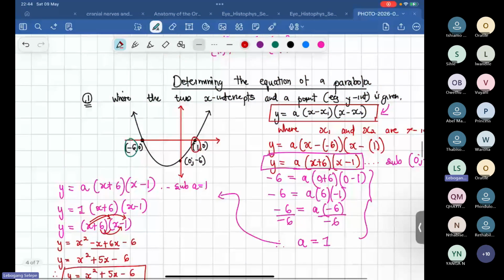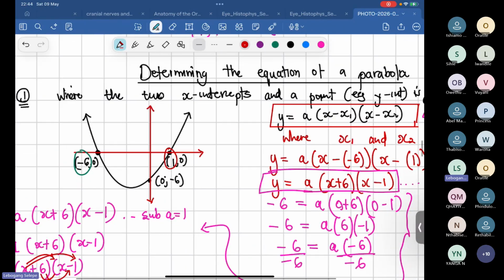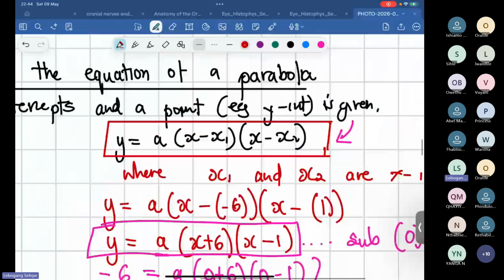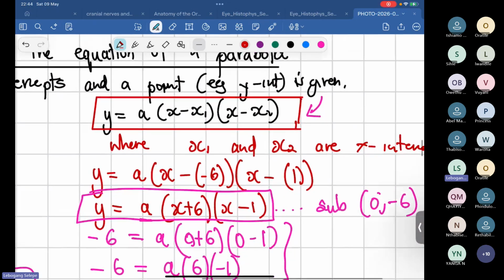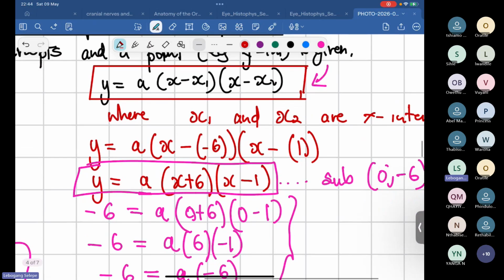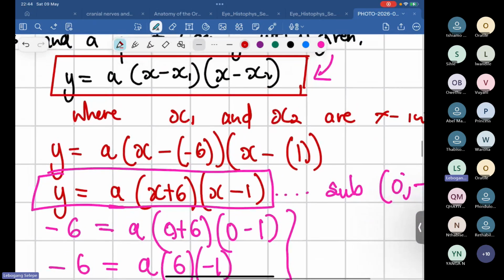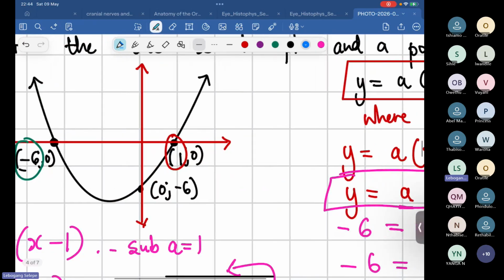So if you are given the x-intercepts and any other point on the graph, how you determine the equation of the parabola is basically by using this equation. Why this equation? Because it allows you to substitute the x-intercepts that you have been given, right? So we said in that equation, x1 and x2 represent the x-intercepts. So we substitute our x-intercepts. The first x-intercept is -6. The second one was 1. I'm reading that from this graph, right?